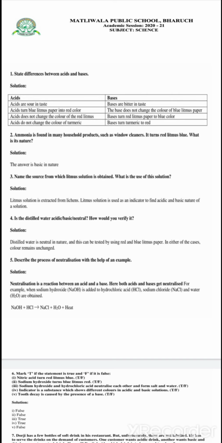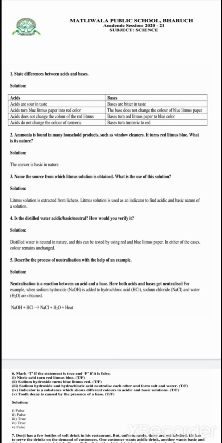After that, question number 2: ammonia is found in many household products such as window cleaner. It turns red litmus blue. So what is its nature? Here it is given that ammonia turns red litmus blue. So you should know which type of substance gives blue color. That is base only. So ammonia must be basic in nature.